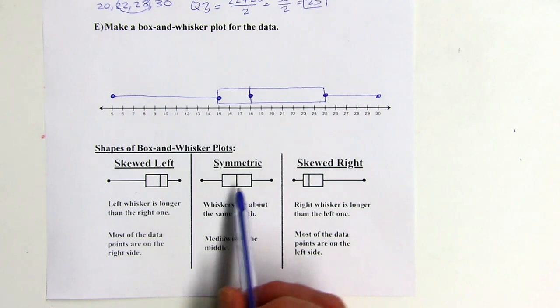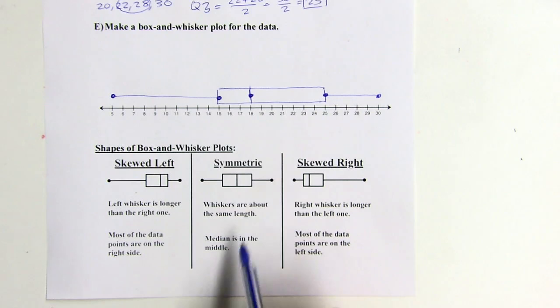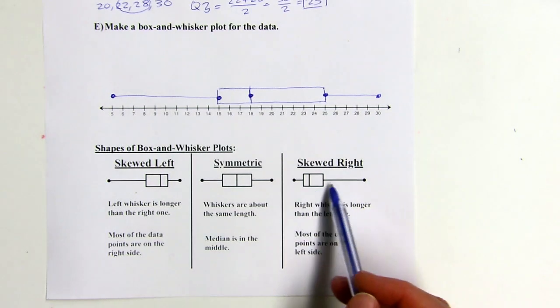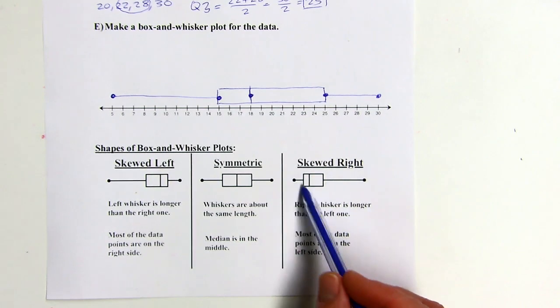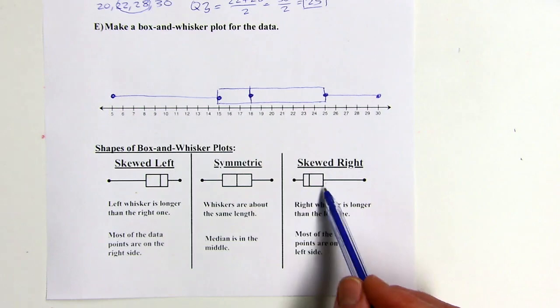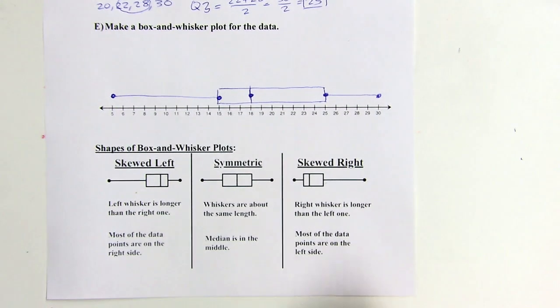Okay, symmetric is where it's pretty much balanced, and that means the data points are going to be pretty evenly spread. And then skewed right, that right whisker is longer, which means most of the data points are in here. So maybe this is a really difficult test where most people didn't do well, and then one person aced it or something like that. Okay?